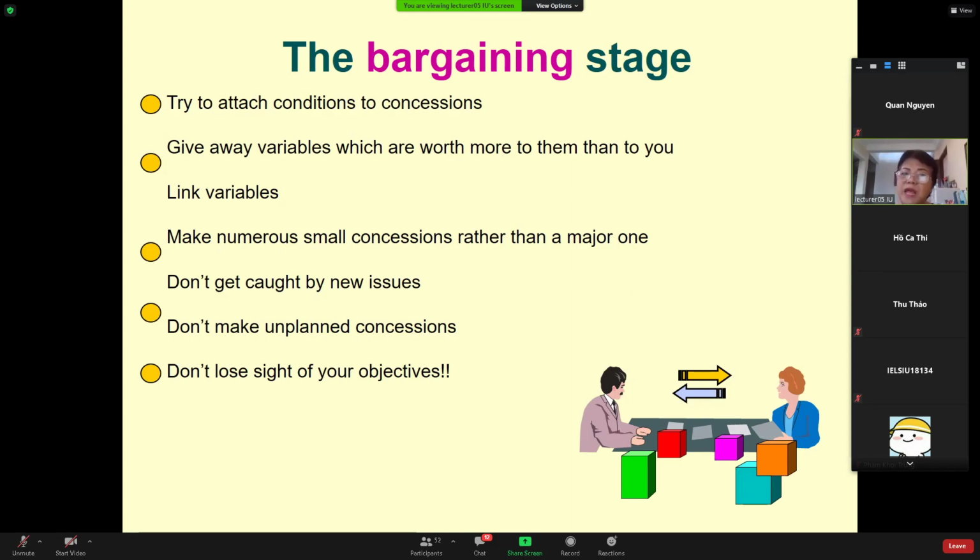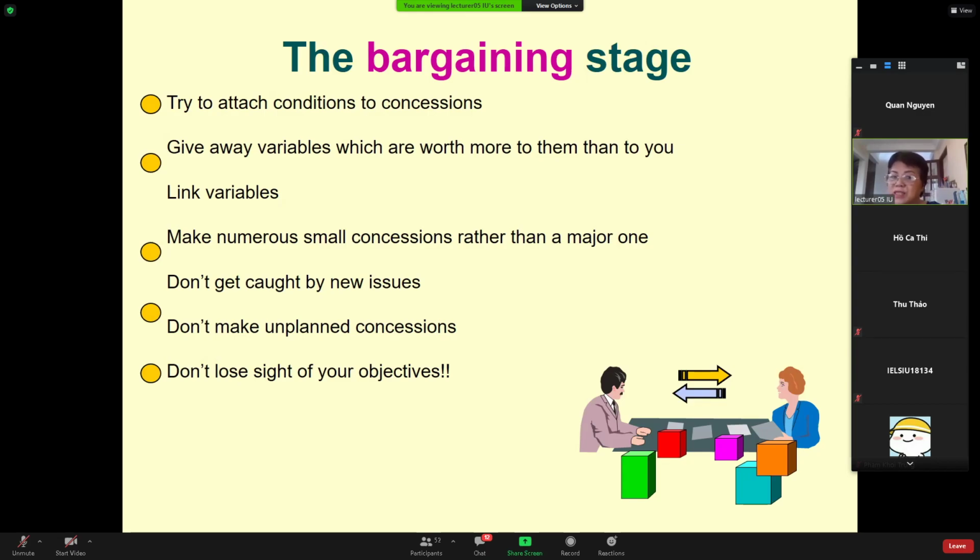And try to give away variables which are worth more to them than to you. There's some variable that is meaningless to you, but meaningful to them. So try to give that away. Try to link the variables of both parties and make numerous small concessions rather than a major one.